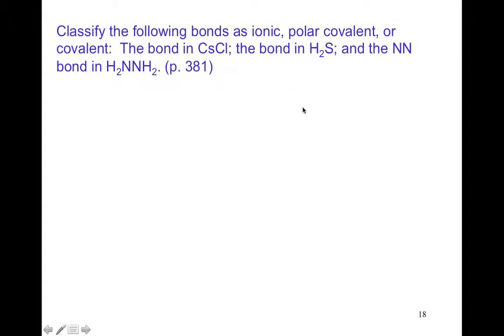So here's the way you could do this. You go to page 381 in your text, and you look at this periodic table with all these values on it. And you can look at the bonds and classify them as ionic, polar covalent, or covalent. Now remember, the number we're looking for is 2. So the bond in cesium chloride, the bond in hydrogen sulfide, nitrogen gas, and then this chemical here, H2NNH2. You can look at these bonds and classify what they are. So take a minute, flip to 381, pause the video, see if you can do the first 2 on your own, and then we'll pick up from there.